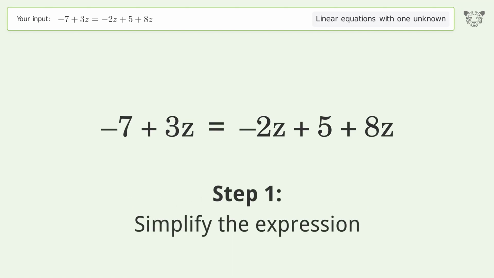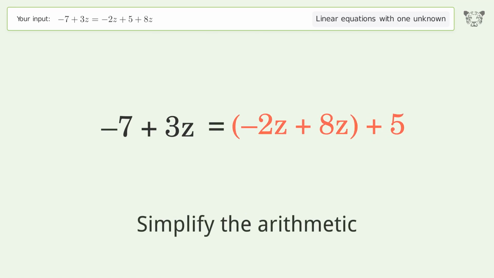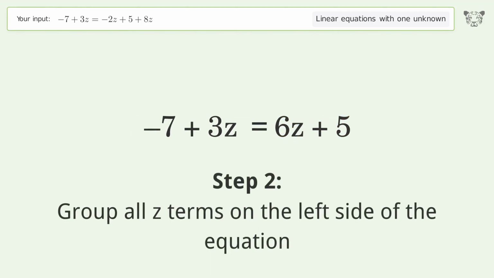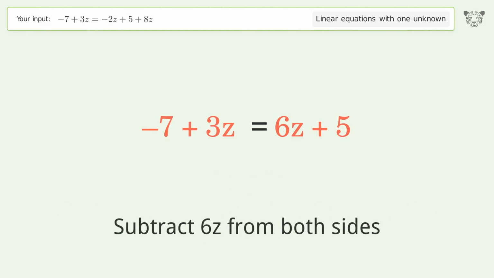Simplify the expression. Group like terms. Simplify the arithmetic. Group all z terms on the left side of the equation. Subtract 6z from both sides.